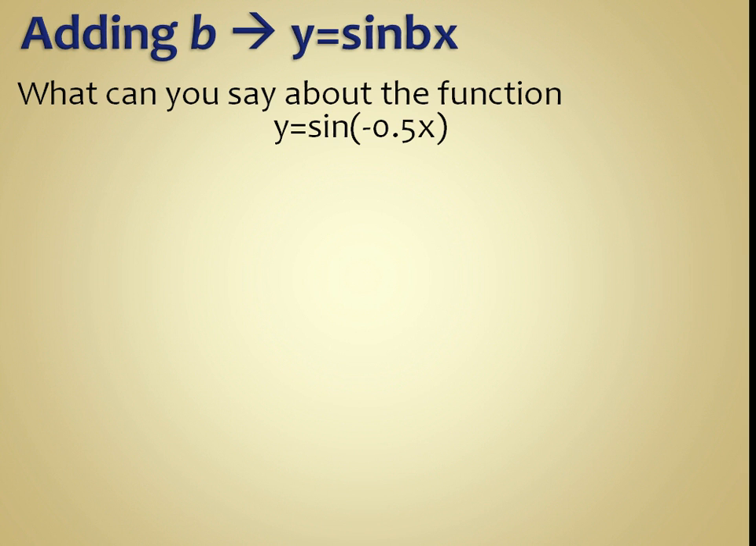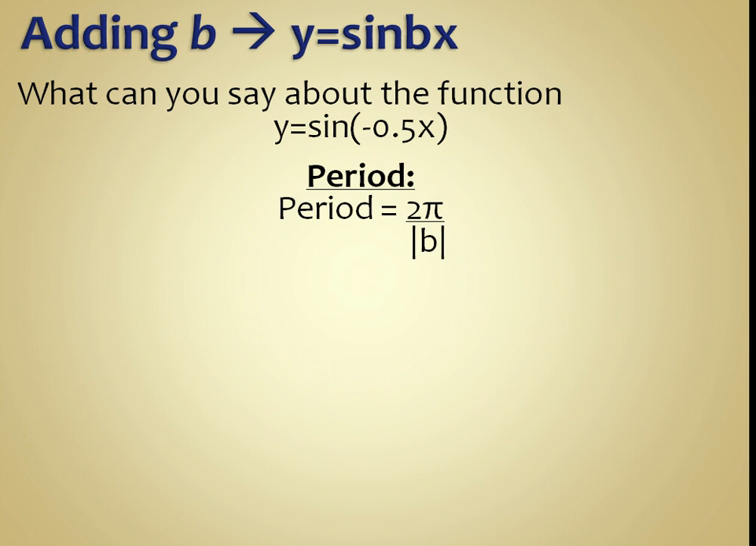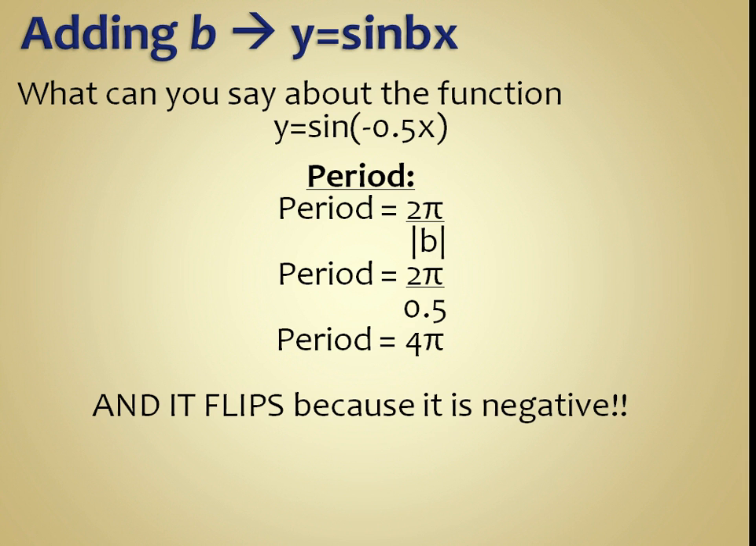So what can be said about the function y is equal to sine of negative 0.5x? Well, the first thing I know is that my function is going to have a different period. So my period is going to be 2 pi divided by my b. And in this case, the absolute value of b is really important to notice because the b is negative. So I will get a value of 4 pi. So my period is 4 pi. And what else can be said about this function? Well, it flips because it is negative.